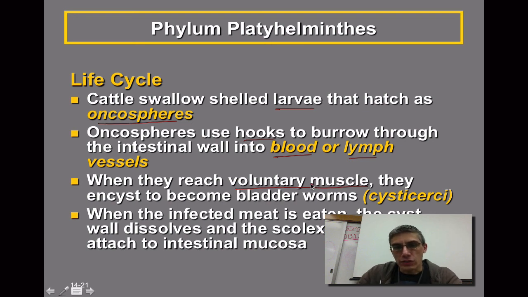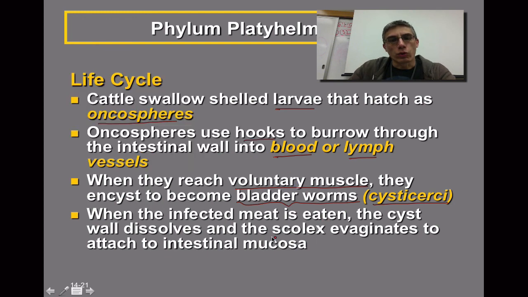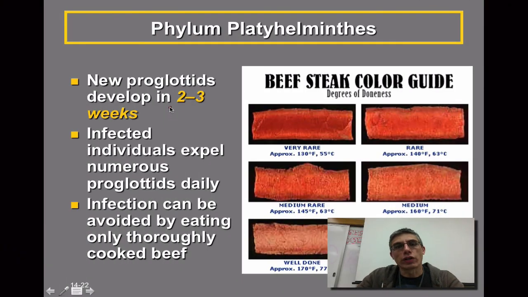They will encyst in these muscles, and they actually become something called a cysticerci, or more commonly known as a bladder worm. Now, when the infected meat is eaten, like if we eat beef, for example, then the cyst wall will dissolve and the scolex will actually invaginate. And when it invaginates, it's basically meaning that it's going to attach to the intestinal mucosa within that animal. Now, these new proglottids that have been taken in by this animal will develop for a period of 2 to 3 weeks, and infected individuals will actually expel numerous proglottids on a daily basis after a period of time.